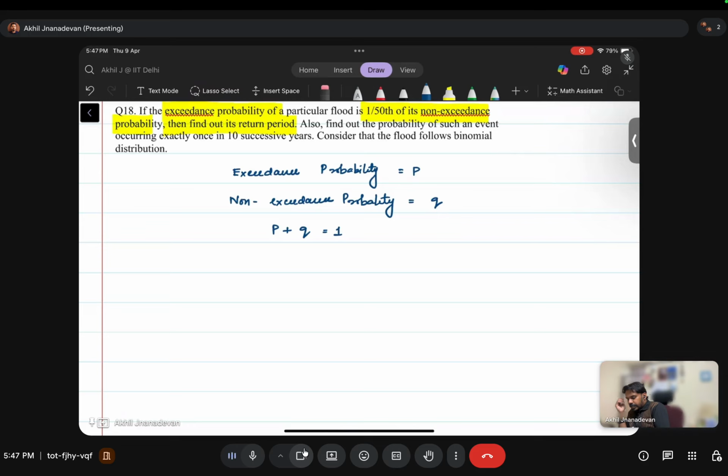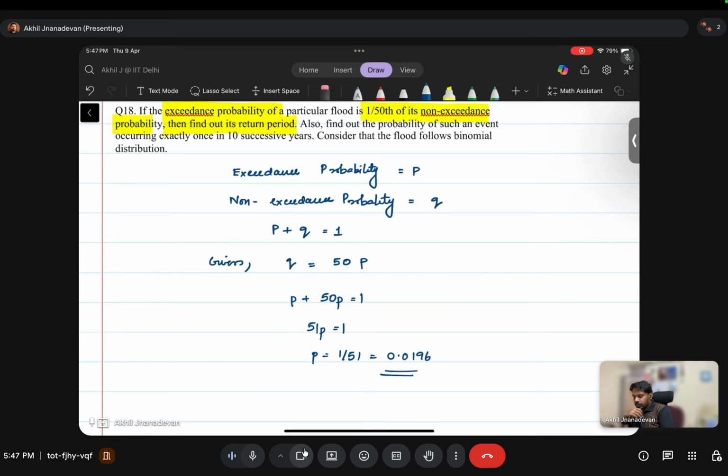So it is given that the non-exceedance probability Q is 50 times the exceedance probability P. So P plus Q equal to 1, that we know. So P plus 50P will be equal to 1, 51P is equal to 1, and P will be equal to 1 by 51. So 1 by 51 is nothing but 0.0196. So that is our exceedance probability.